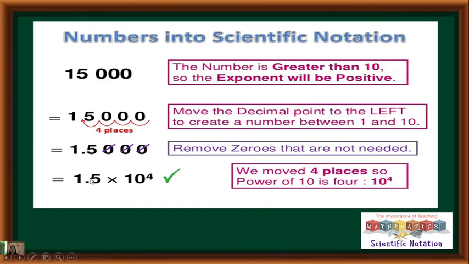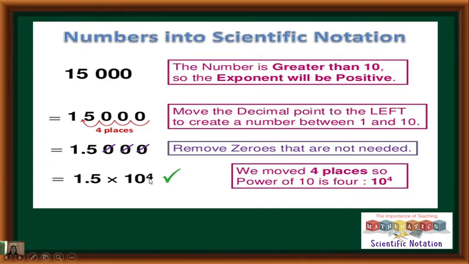So the final answer will be 1 and 5 tenths, or 1.5 times 10 raised to the 4th power. Okay, why is it 1.5 times 10 raised to the 4th power? Is this correct? Yes, this is correct because our first part is greater than or equal to 1 but less than 10. This is in between 1 and 10, multiplied by our base 10.